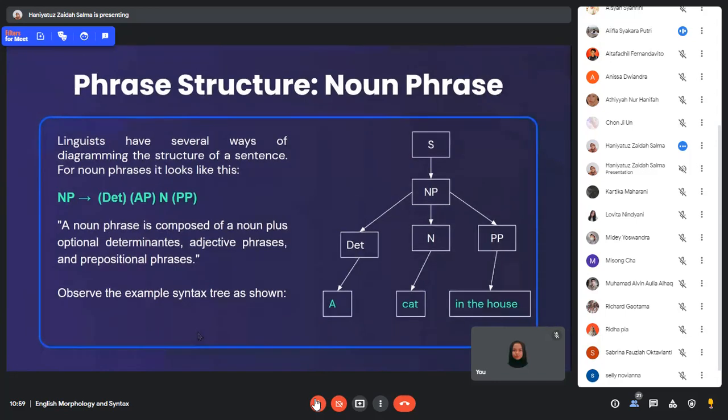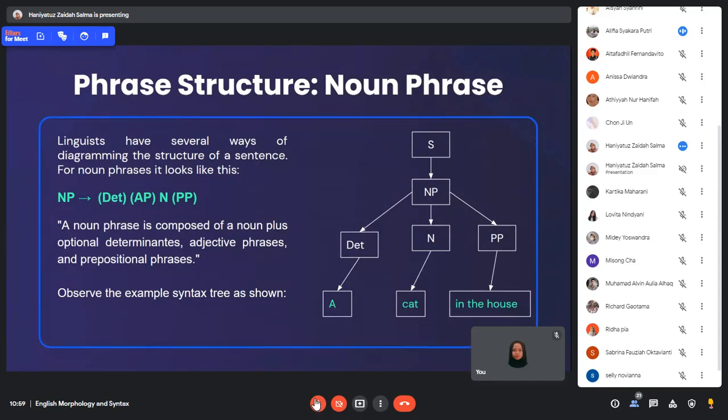Linguists have several ways of diagramming the structure of a sentence. For noun phrases, it looks like this. NP, determiner, noun, and prepositional phrase. A noun phrase is composed of a noun plus optional determiners, adjective phrases, and prepositional phrases. Observe the examples in text 3 as shown.